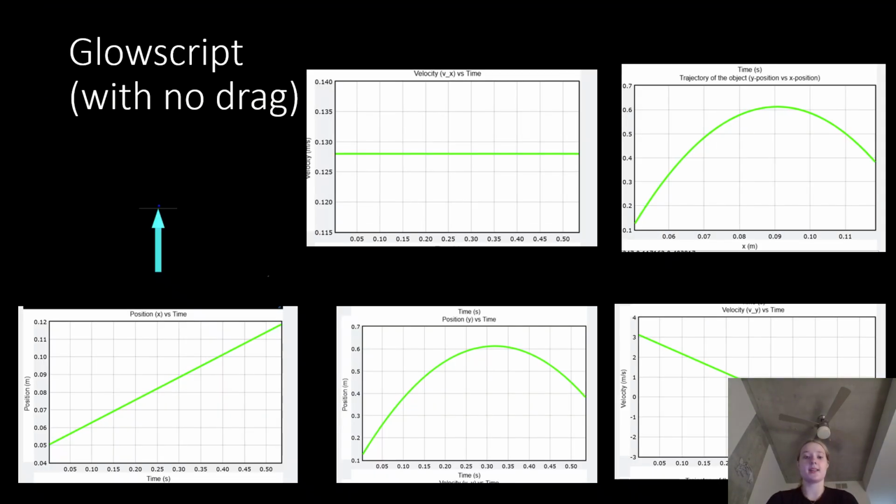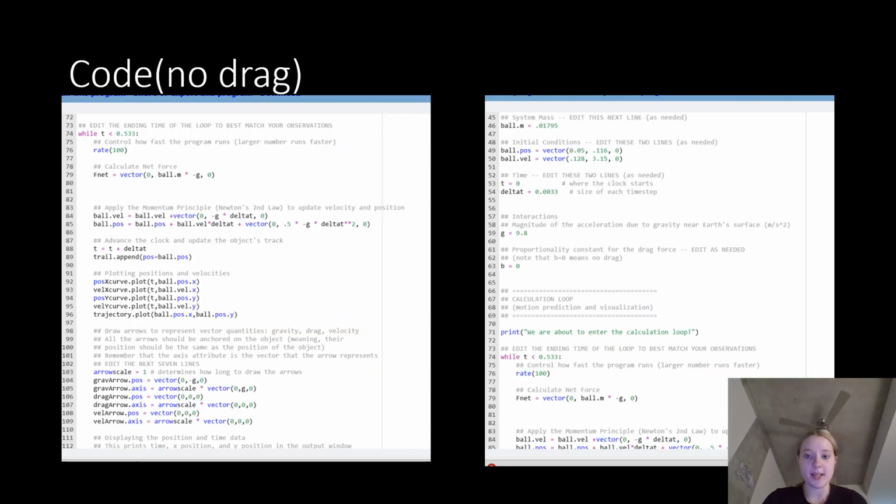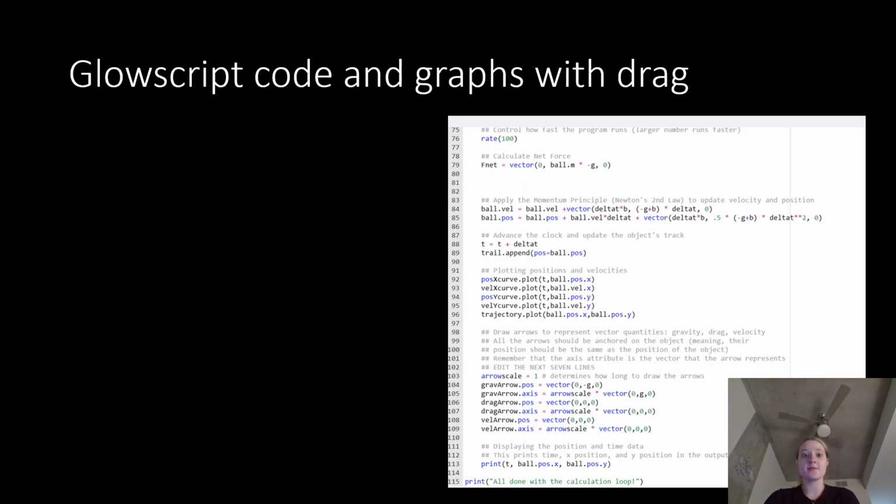Okay, and then here are the other graphs for GlowScript. Here is my code showing how I found the position of the ball as well as the velocity, and this is with no drag. And then here's my GlowScript code with drag.